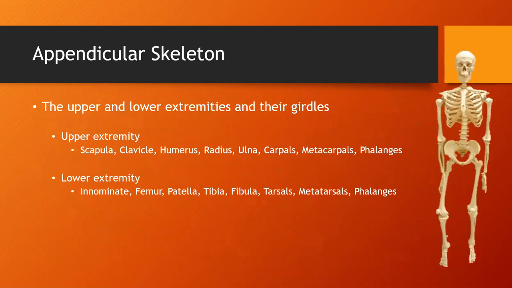Again, for your first blank, what is the composition? It is the bones of limbs and their girdles. Number 2, what bones comprise the pectoral girdle, also referred to as the shoulder girdle? Either term would be acceptable. For number 2, you will write the clavicles and the scapulae, which are listed here where it has upper extremities.